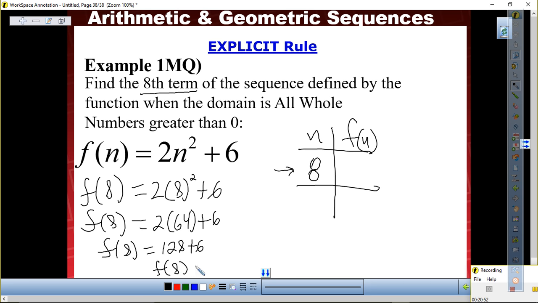F of 8 is 134, and that goes right there. Copy that, please, so you can have it as reference.